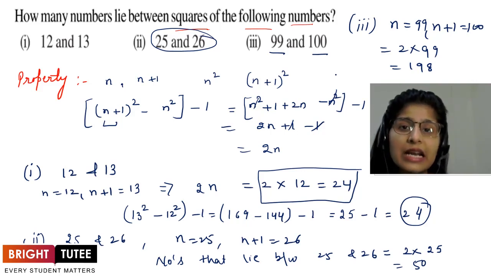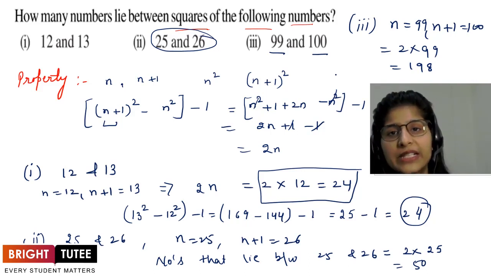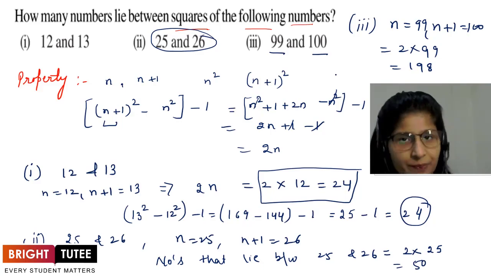So our task is really minimized. We are at less calculation. We are saving our time. A lot of time is saved and the complex calculations are now resolved. Clear?